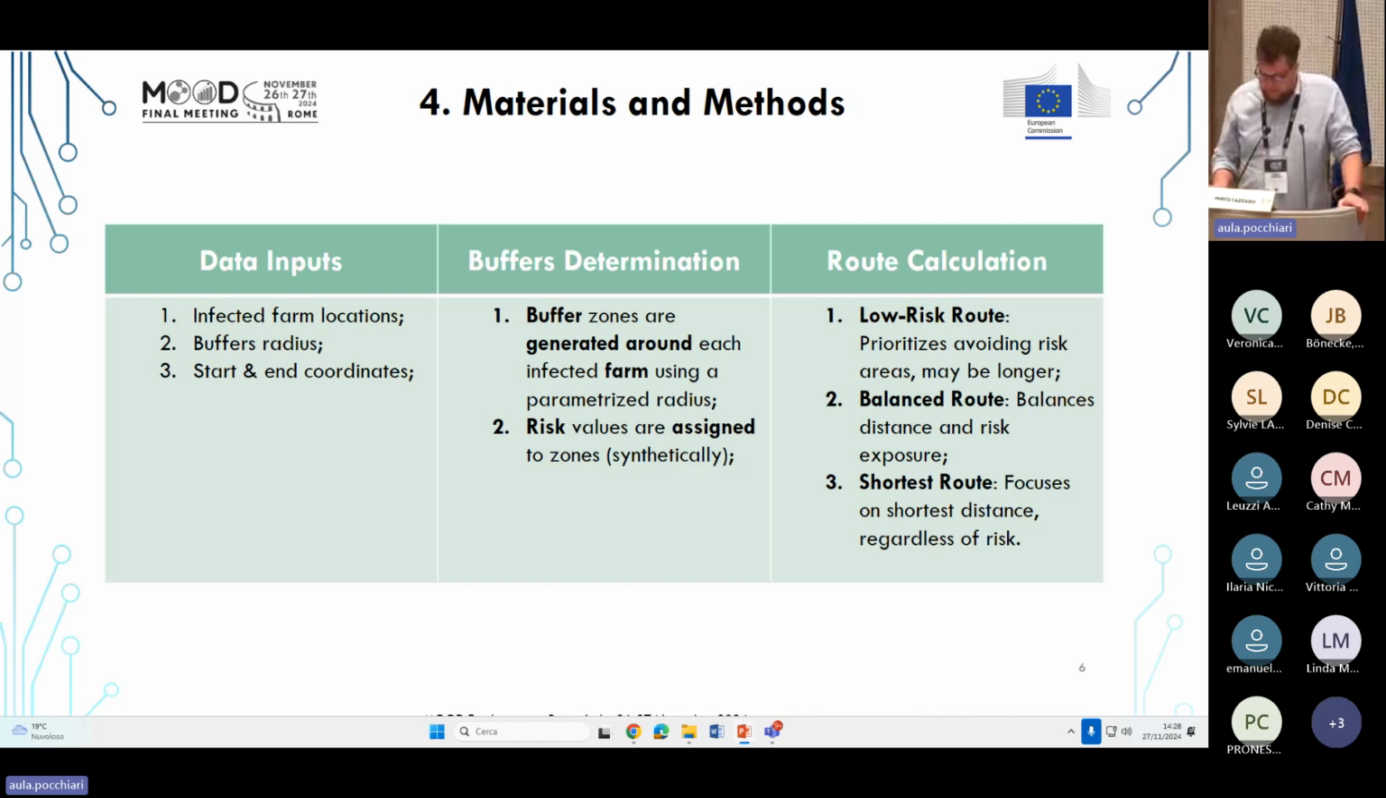Then, for what concerns the methods, our system is capable of providing three different types of routes, namely low-risk routes, balanced routes that balance the risk exposure and the distance, and finally also shortest routes, normal shortest routes that do not take into consideration any risk determination, just to compare them with low-risk paths.